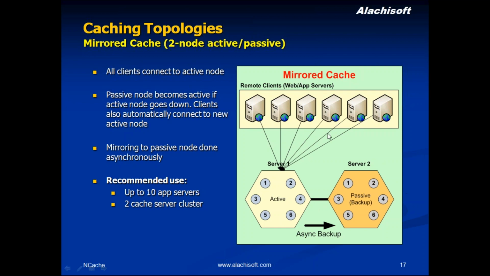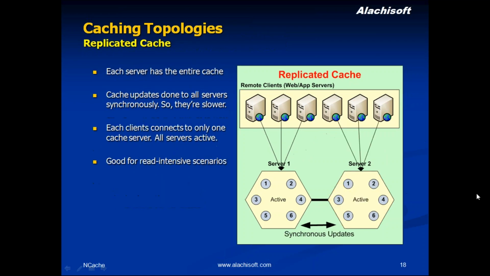Mirrored cache is a 2-node active passive. You have all the clients connected to active, and then we have a backup server right here. If active goes down, backup automatically becomes active, and these clients automatically fail over. This is recommended for smaller configurations, very good for reads, very good for writes, and it's also very reliable.